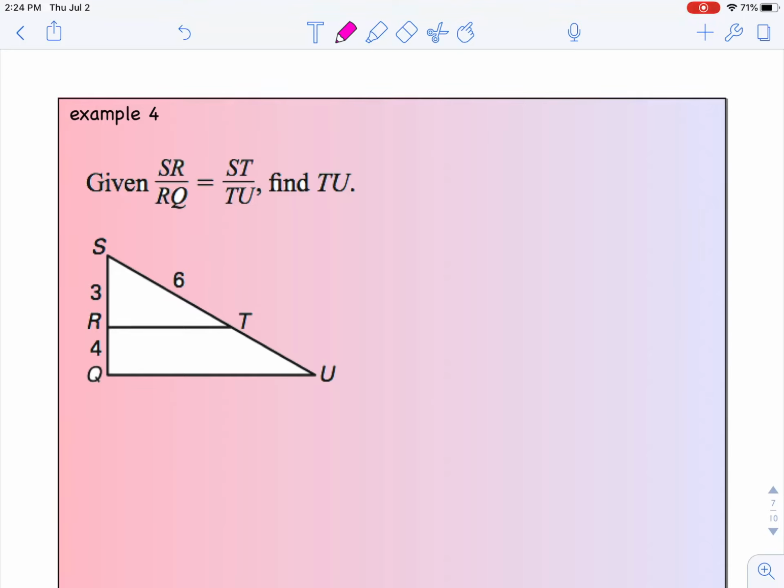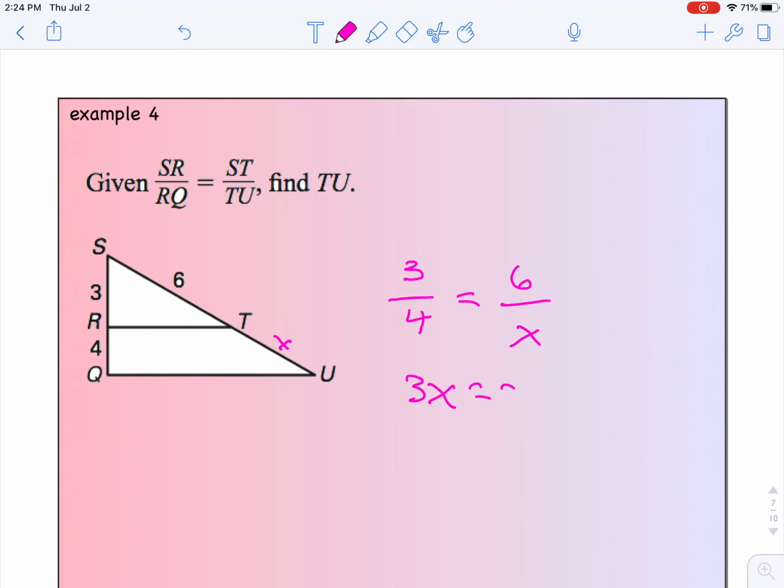And this is similar to what we did yesterday. So it says SR over RQ equals ST over TU, find TU. So this is what we're trying to find here. So SR, that's 3. RQ, that is 4. It tells us that that equals the same ratio as ST, which is 6, over TU, which is X.